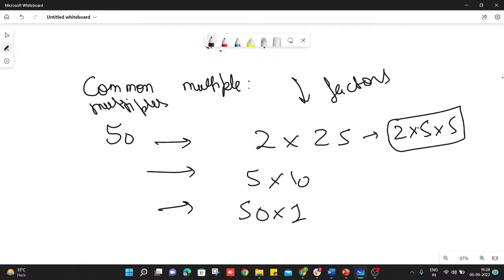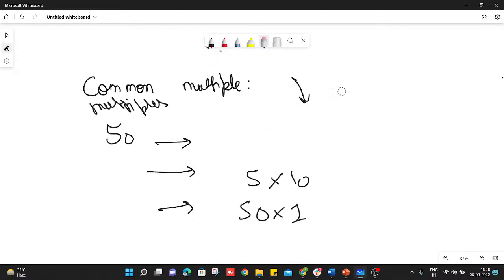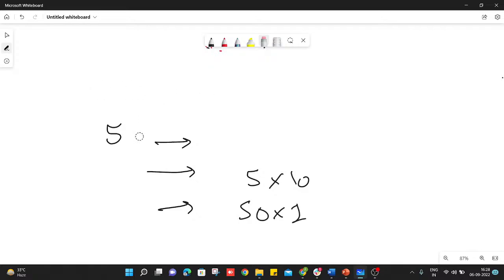Now all the factors are prime numbers. 2 is a prime number, 5 is a prime number, and 5 is a prime number. So it's a better practice to write down our factors like this. Now let me tell you how to do prime factorization.